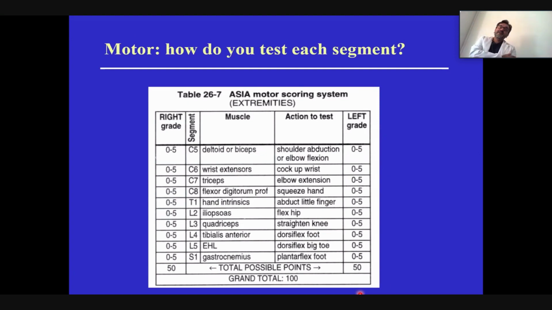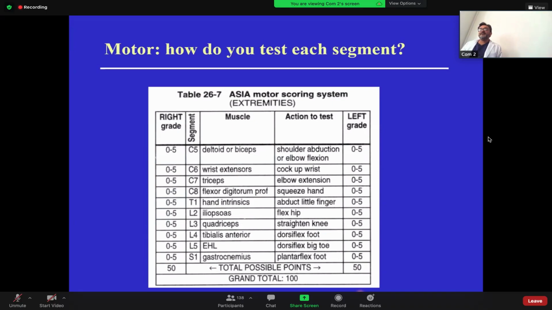Similarly, you can test the elbow flexion. That is the function of the biceps. And if you are testing the extension at the elbow joint, which is the function of the triceps, you can test C6, C7 triceps reflex. If you are basically looking at the elbow extension, you're looking at C7.